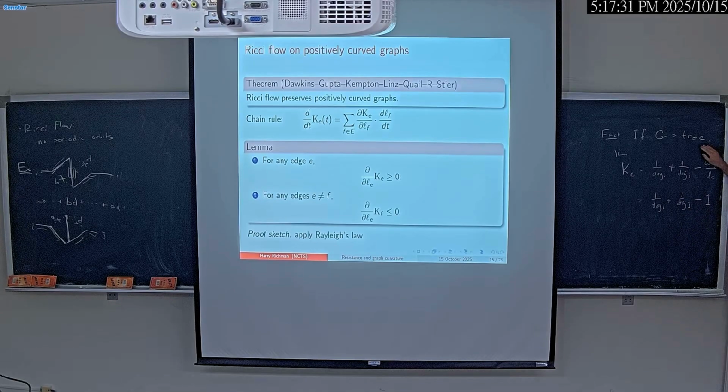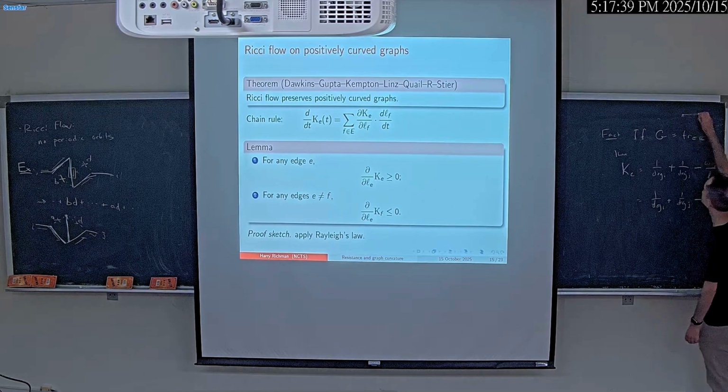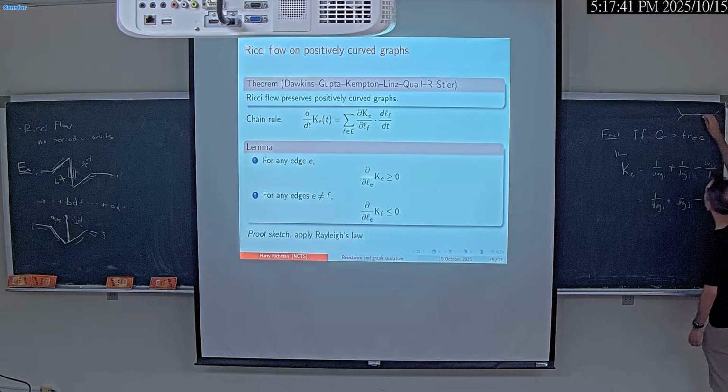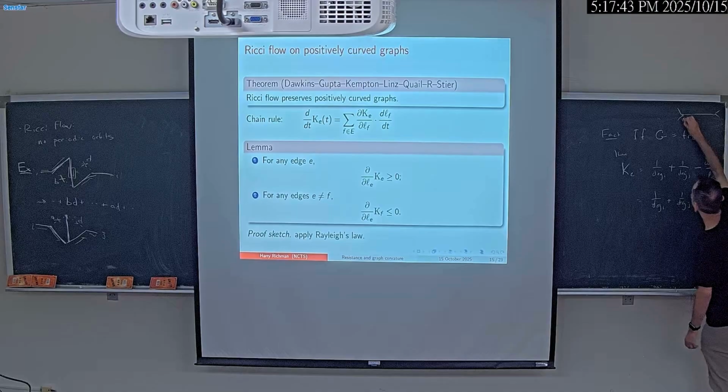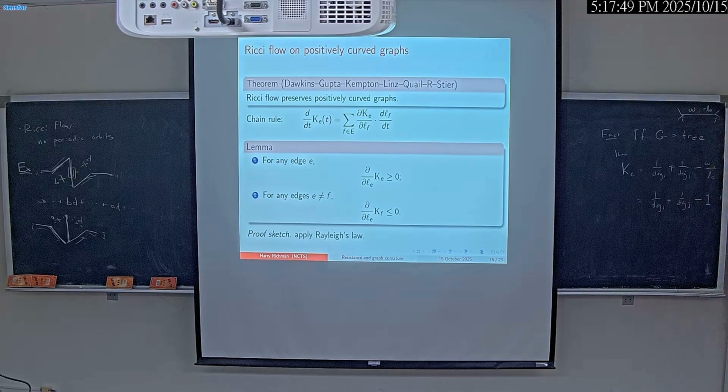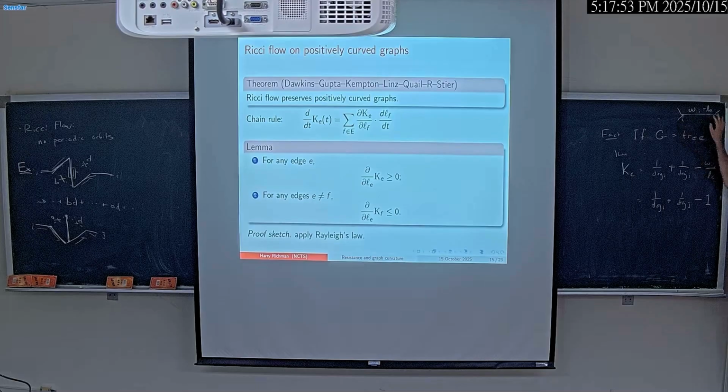Right, so the special thing that happens on a tree is that the effective resistance between the endpoints of the edge is just equal to the resistance on that edge itself. So if we have some tree, this effective resistance from i to j is just equal to the resistance of the individual edge itself, because there's no other way to get from one endpoint to the other.